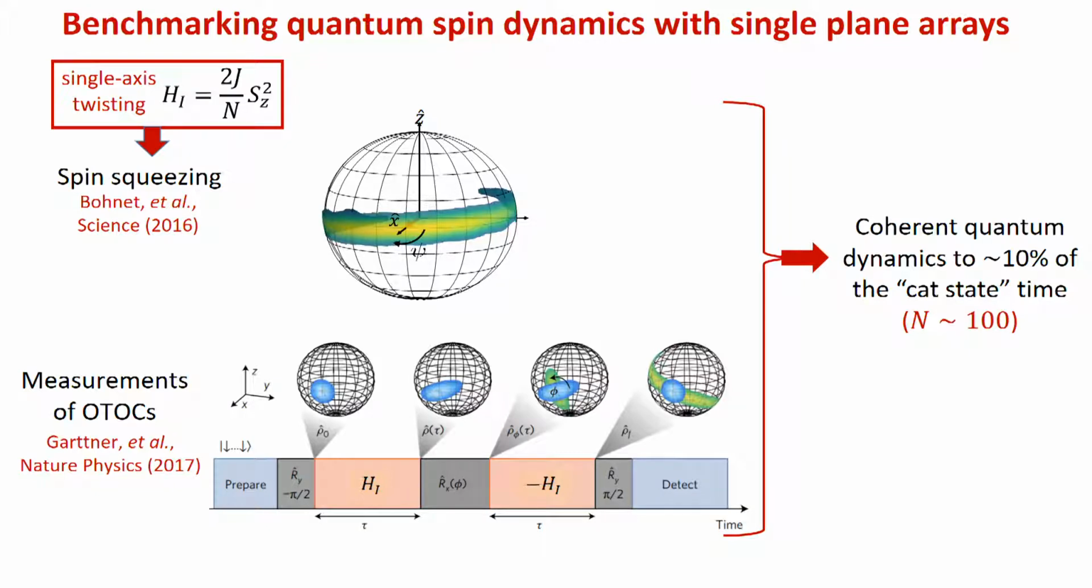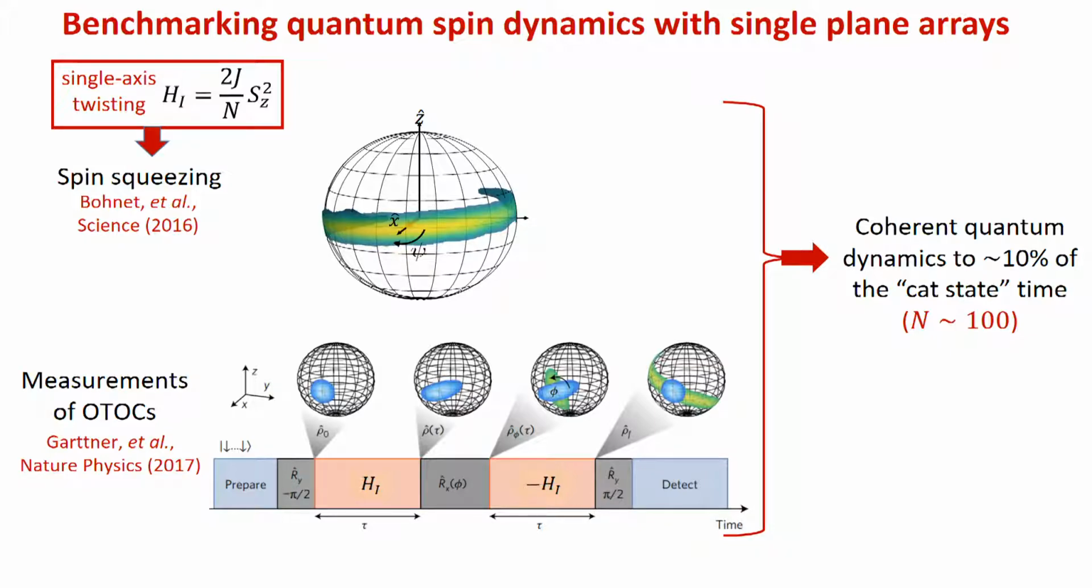Basically, through measurements of spin squeezing, we implement this multi-quantum coherence protocol, which enables us to measure correlation functions. We can benchmark quantum dynamics up to about 10% of the cat state time. And this is for about 100 qubits in our system. Going forward, we'd like to increase the coherence of our interaction, as well as introduce complexity into the system. And one way we can do that is to implement single-site rotations.